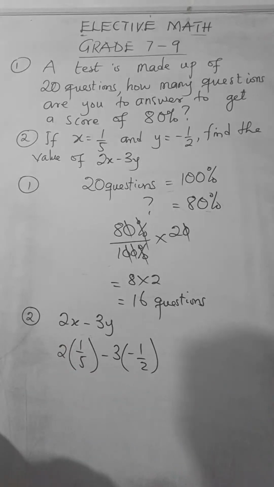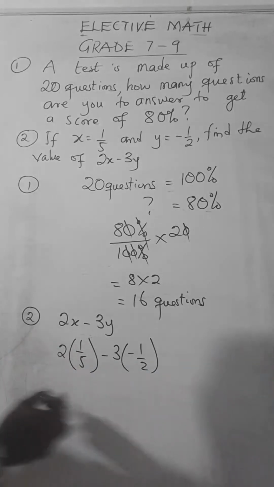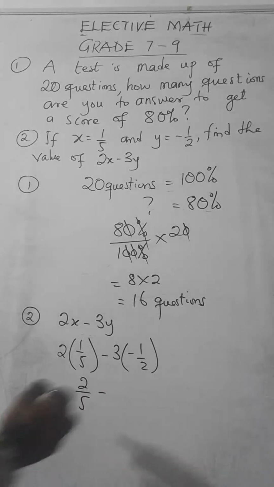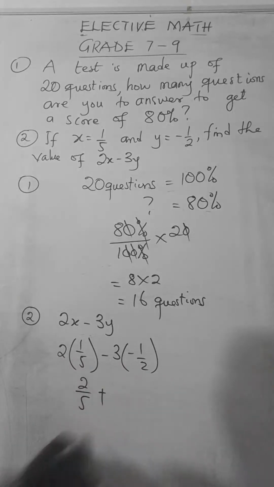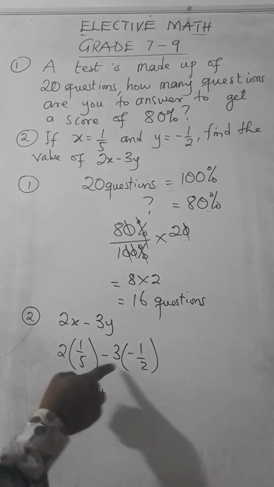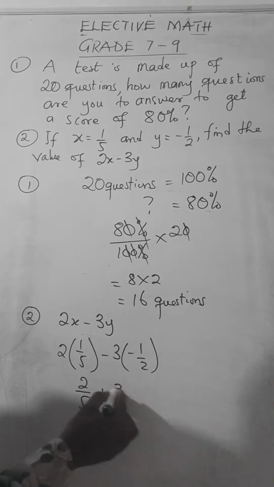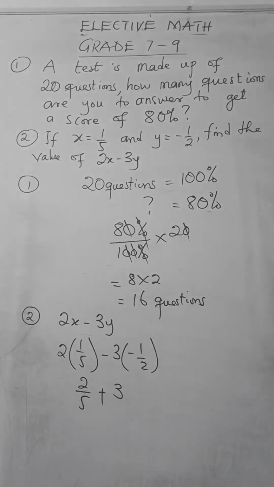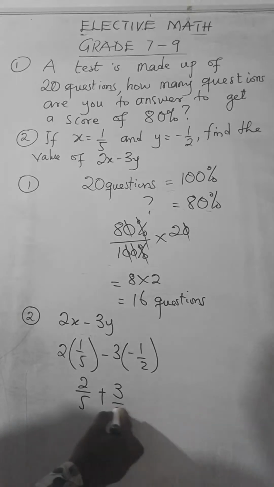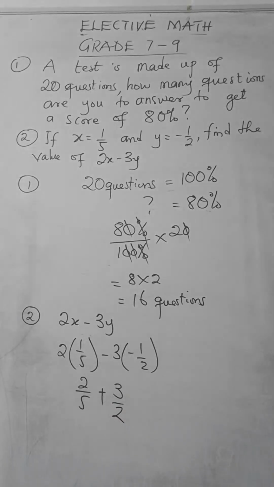So 2 by this, it means that the 2 multiplies only the 1, we get 2 on 5 minus. Now this negative and negative will give you addition. So the 3 will multiply the 1 there. So we have 3 times 1, which is 3. So negative times negative will give you positive. Then we have 3 on 2 here. So we find the LCM to be 10.